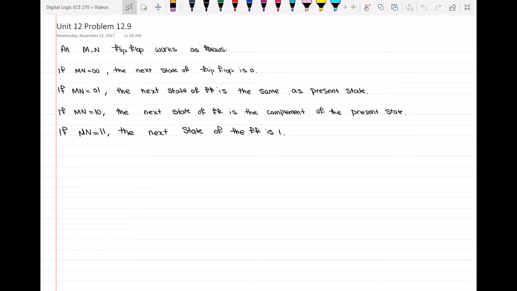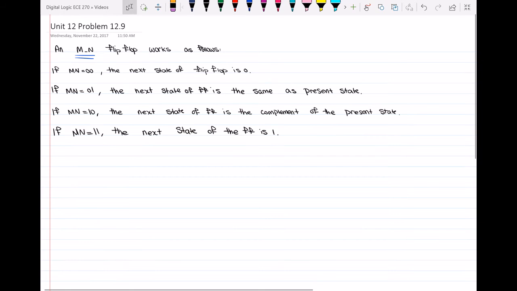All right. So what this problem is saying is that it is talking about an MN flip-flop. It defined a flip-flop as MN flip-flop, and then it says how this flip-flop is working. For example, it says that if m and n is equal to 0, the next state of the flip-flop is 0. Okay, and so on. It talked about all the possibilities of m and n, and then the next states of this flip-flop.